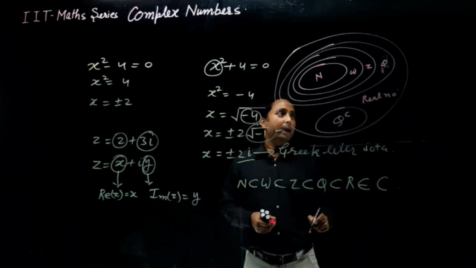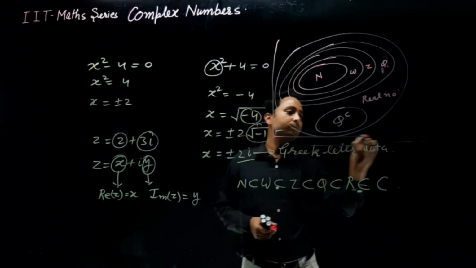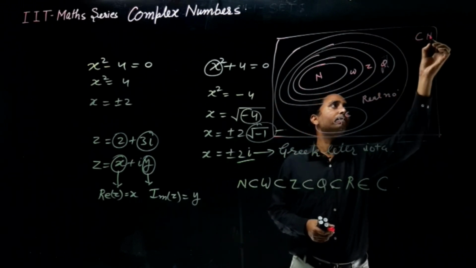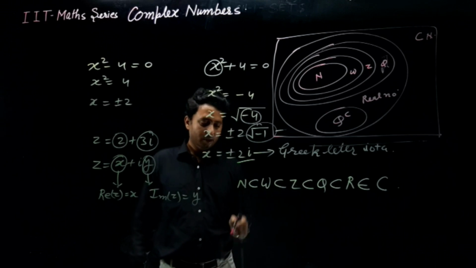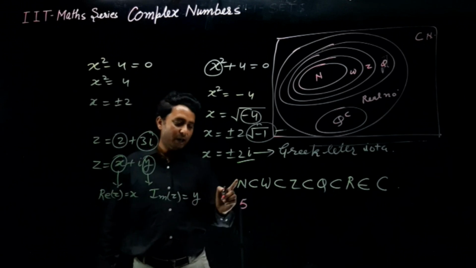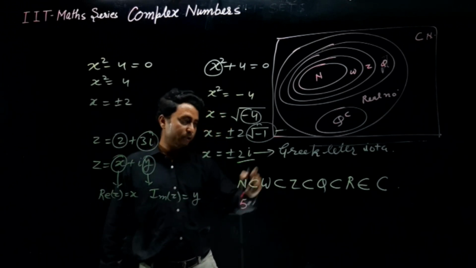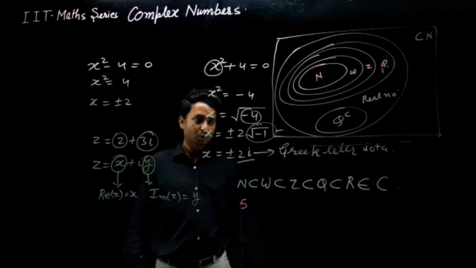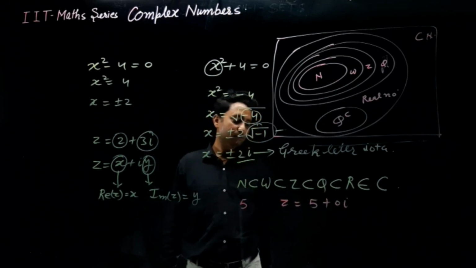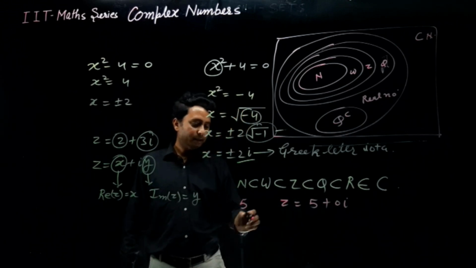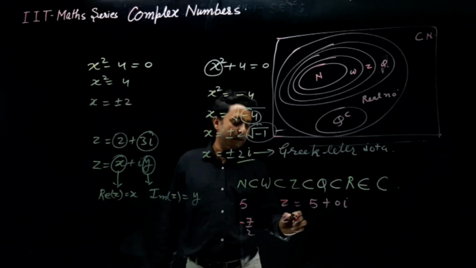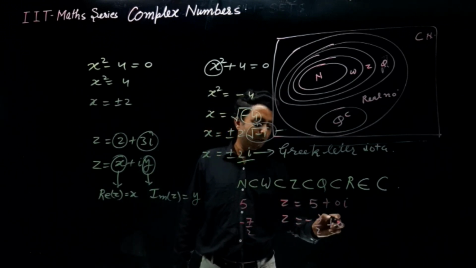And this is a subset of complex numbers. If I ask you, is 5 a complex number or not? Yes, 5 is also a complex number, because natural numbers are a subset of complex numbers. This number can be written as z equals 5 plus 0 iota. And any number like minus 7 upon 2 is also a complex number. Yes, this can be written as minus 7 upon 2 plus 0 iota.